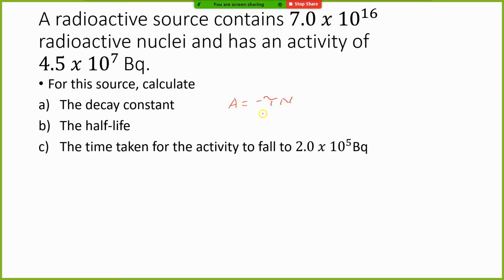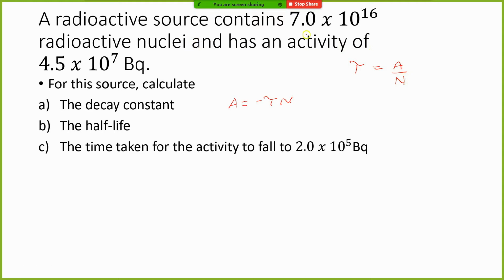All right. Now, the question gave us some information. What did the question give us that we can put in here? The number of nuclei. Okay, good. And they also gave us the activity. I think we can clearly see that.